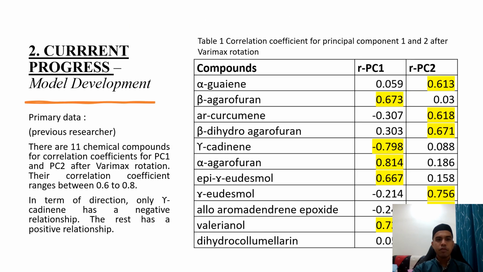The current progress is the model development. There are 11 chemical compounds for the correlation coefficient of PC1 and PC2 after Varimax rotation. The correlation coefficient ranged from 0.6 to 0.1. As we can see, for these 11 chemical compounds, the highlighted yellow ones are the compounds whose R values show high correlation coefficients.